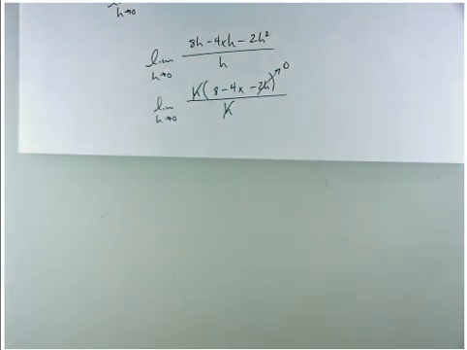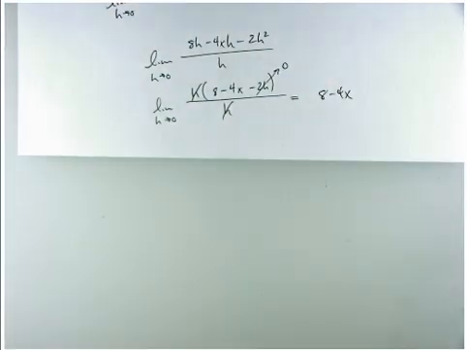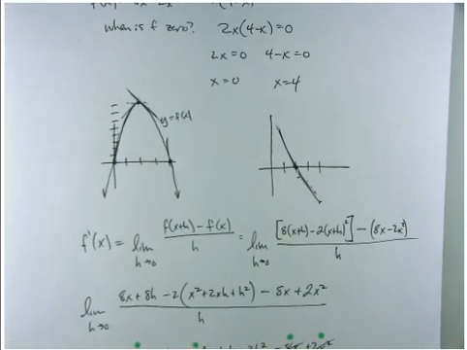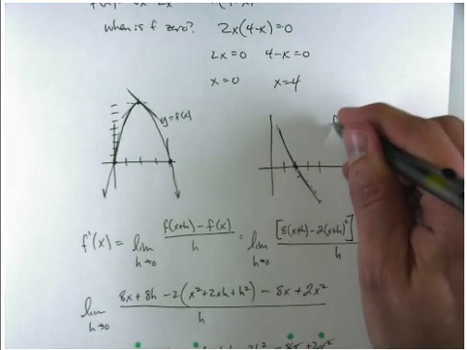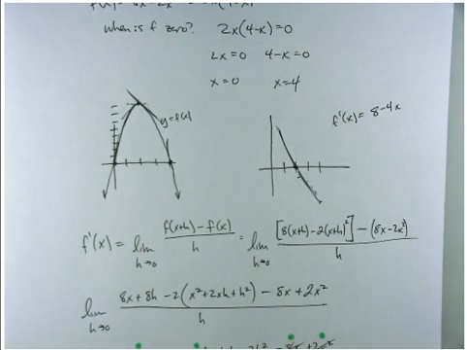And I'll be left with 8 minus 4x. So there's my f prime of x. F prime of x is 8 minus 4x. So let's go back up to our graph. Does this look like the graph of 8 minus 4x? I think so.